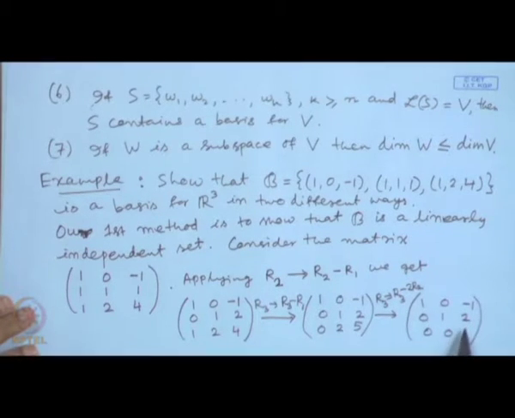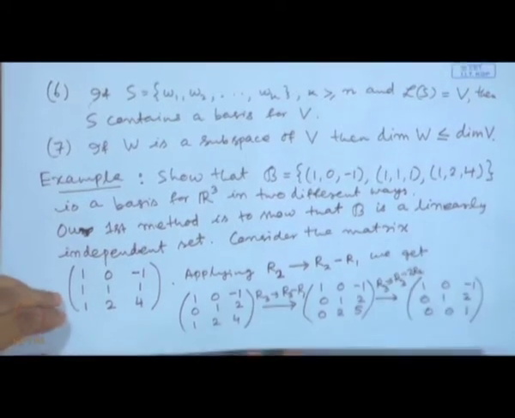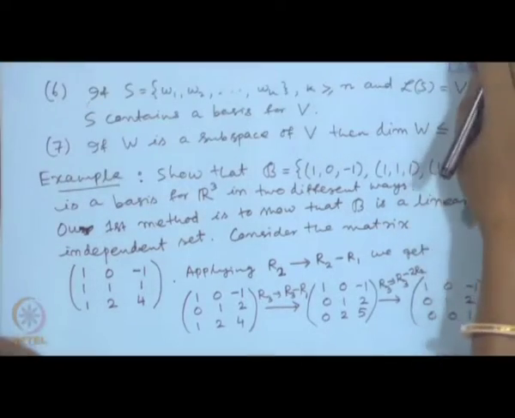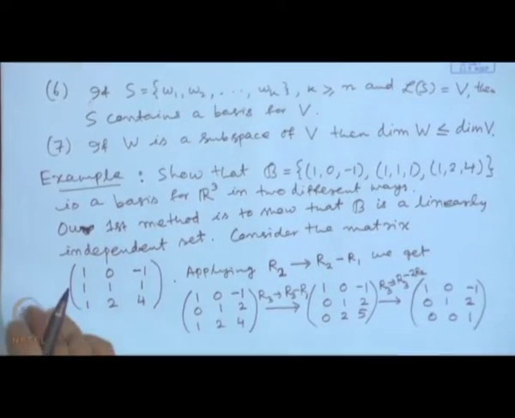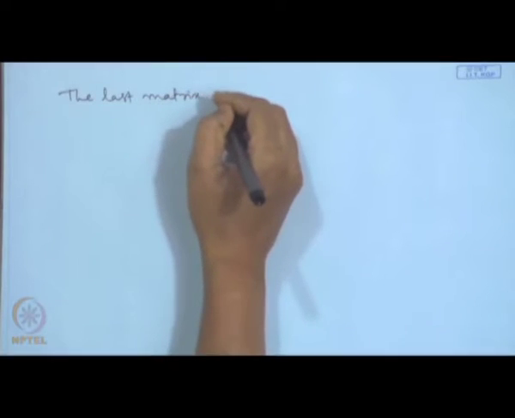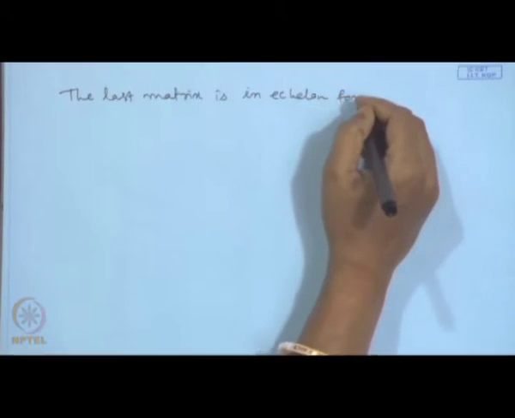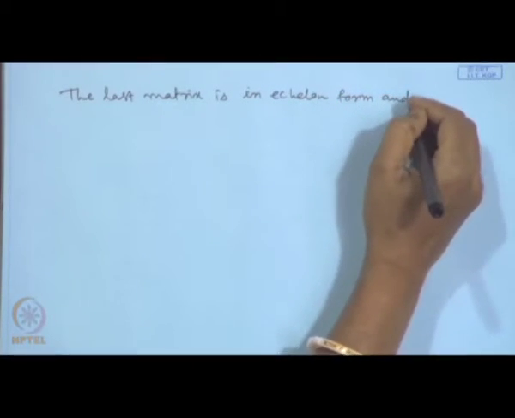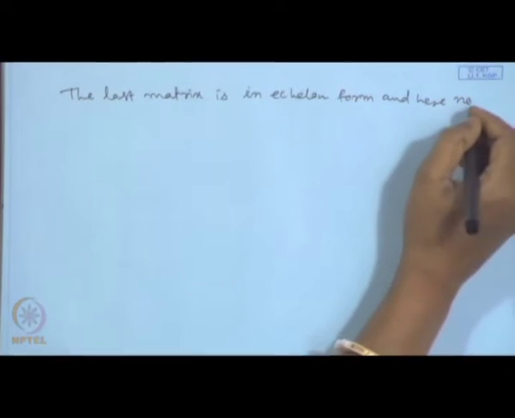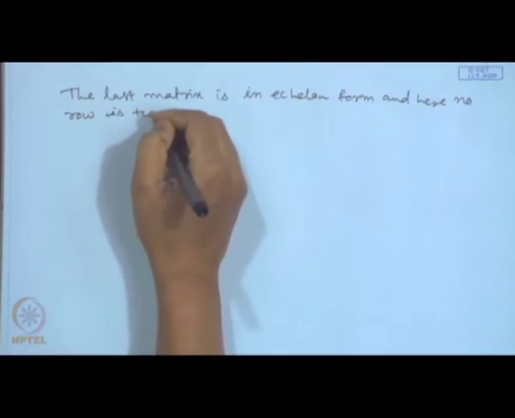Notice that this last matrix is in echelon form and here no row is a zero row.